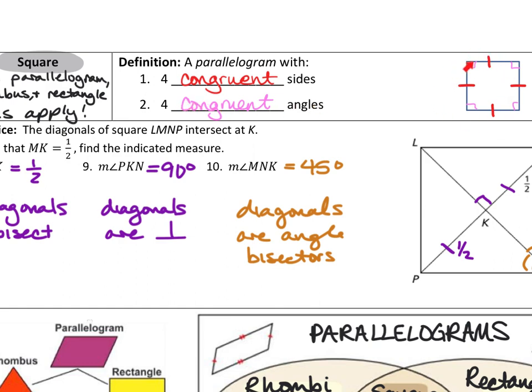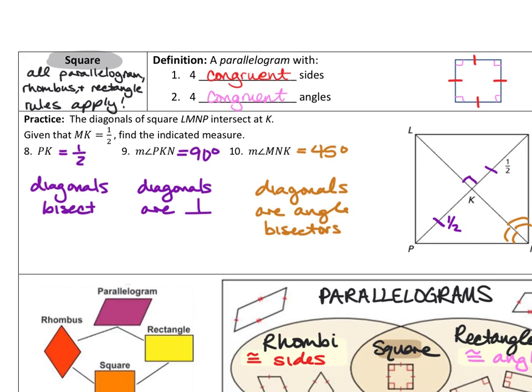So you have to see those shapes on here to know that it's a rectangle, but literally every other rule applies. So if you look in the problem here, I asked you to find PK. Well, PK is this part of the diagonal. And based on our parallelogram rules, which still apply here, we know that they bisect each other. So this part is a half, so this part is a half.